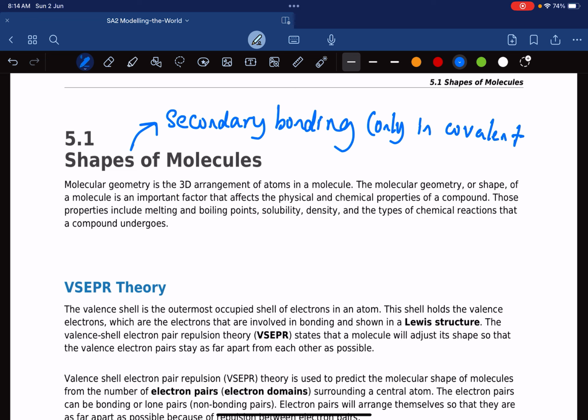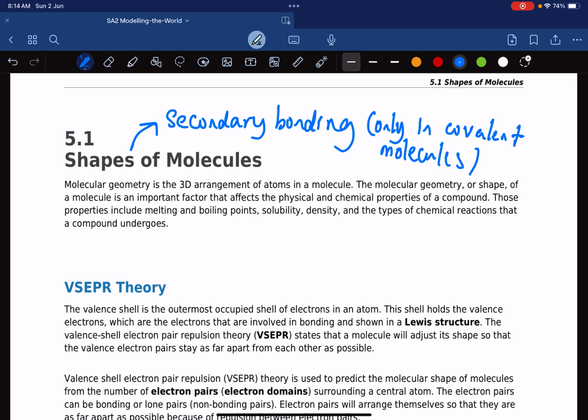covalent molecules. All right. So when we talk about ionic compounds, metallic compounds, they only have primary bonding. There is only ionic bonding and there is only metallic bonding. Secondary bonding only exists in covalent substances. At this moment, you may not fully understand this, but as we go on, you will.